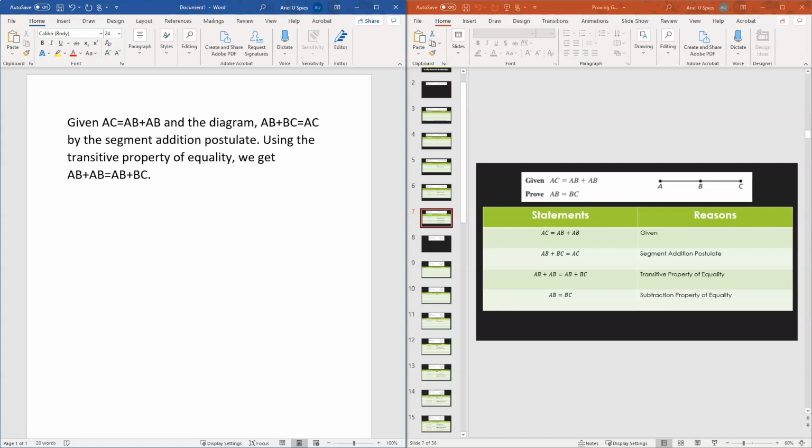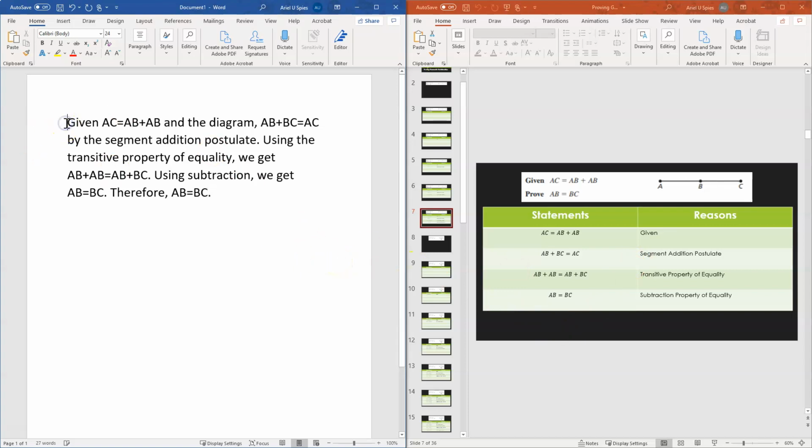Okay. Then my next line, I would say using subtraction, we get AB equals BC. Then you always end a proof with therefore when it's written in a paragraph. Therefore, AB equals BC. This is how I would turn that first proof from the other video into a paragraph proof.